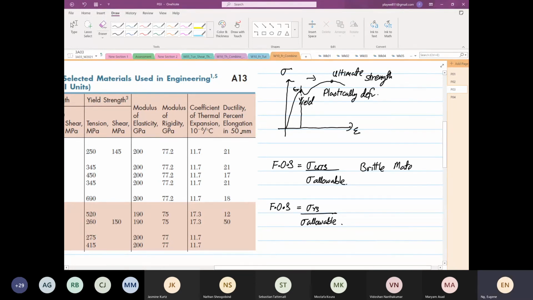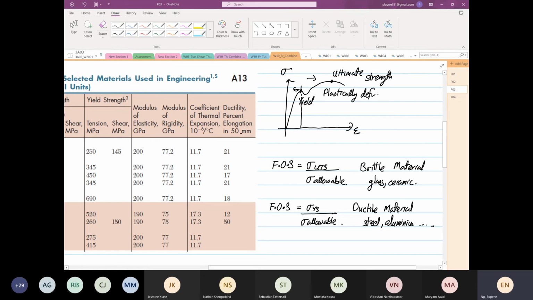Brittle material like concrete, glass, ceramics, anything that is brittle. Okay. This one you use for ductile material. So it's like your steel, aluminum, right?